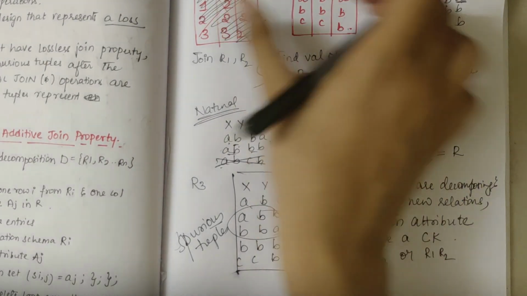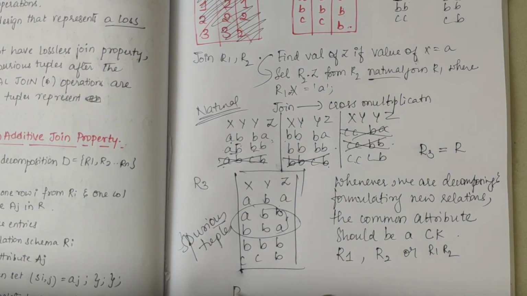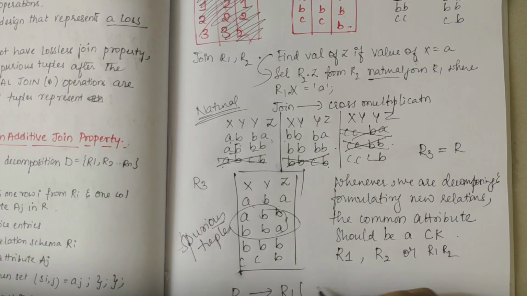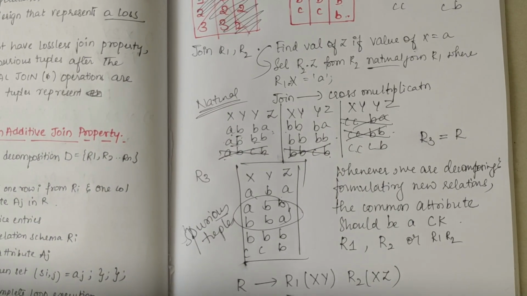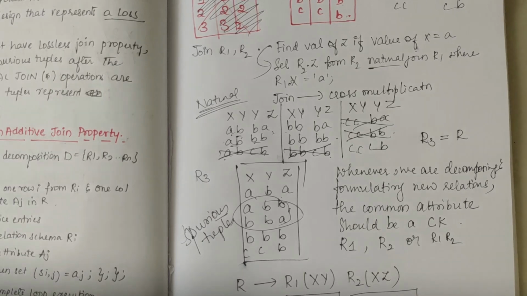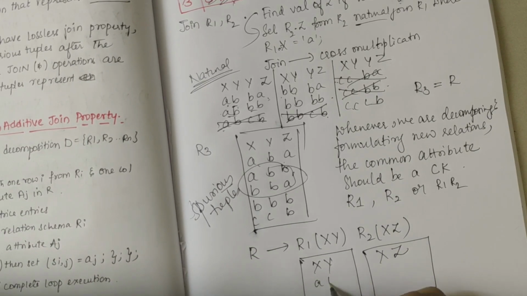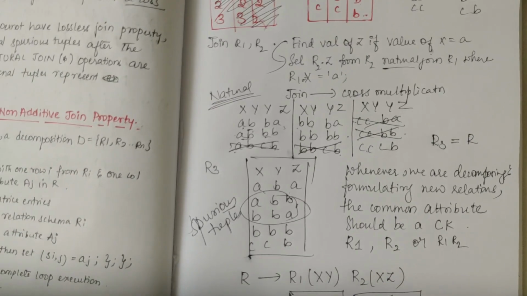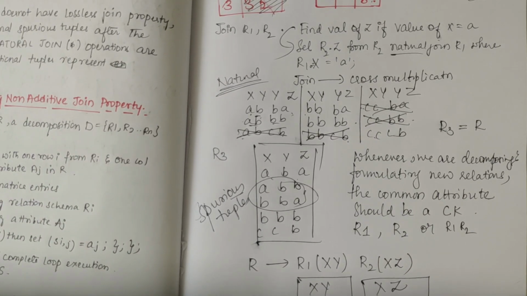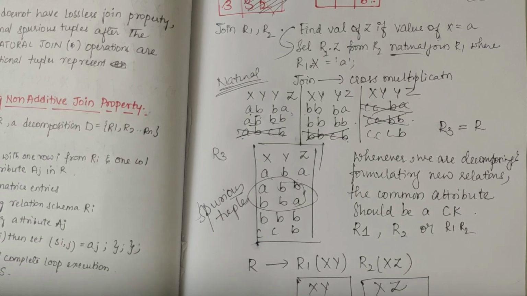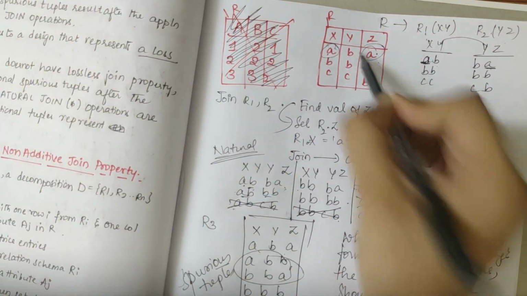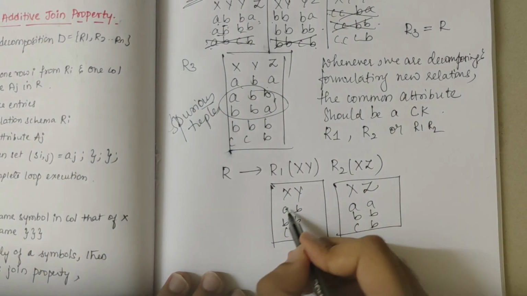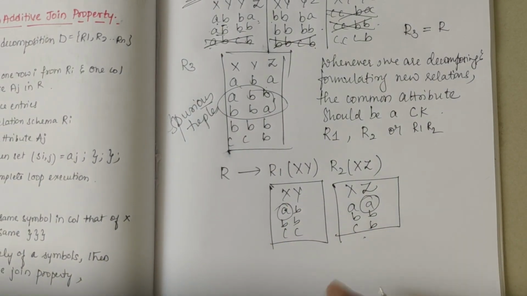So let's take the same relation. Now I'll try decomposing it with R1 as X and Y and R2 as X and Z. So for XY, I get AB, BB and CC. And for XZ, I get AA, BB, and CB. So find value of z if value of x is a. Here x value was a, here also a. So I had to obtain AA. Now I'll check if I obtain AA here. Value of x is a, value of z is a. I have obtained it properly.